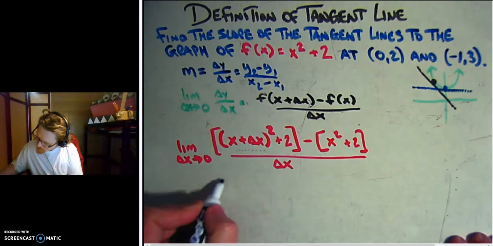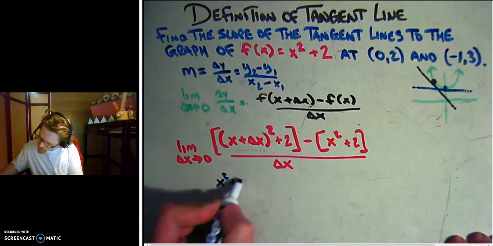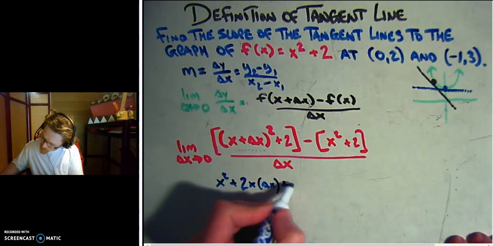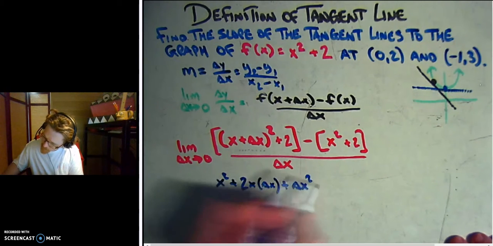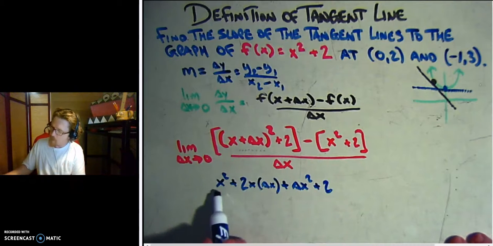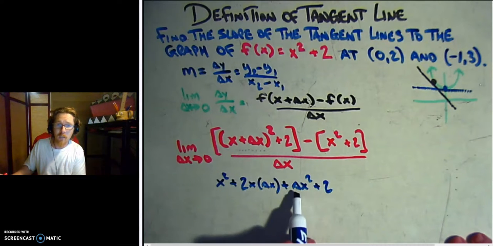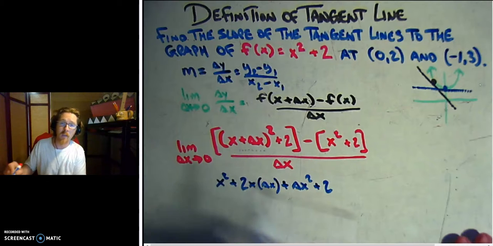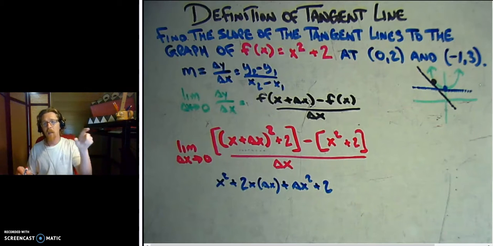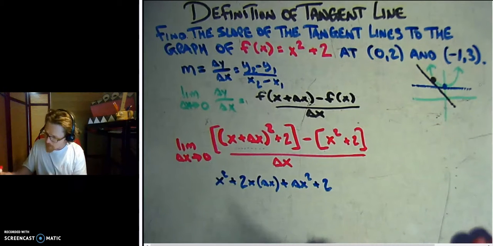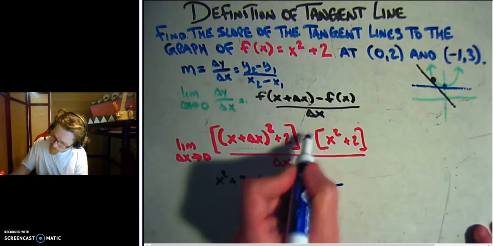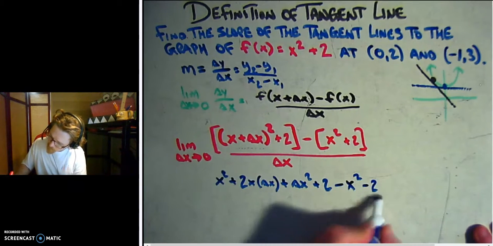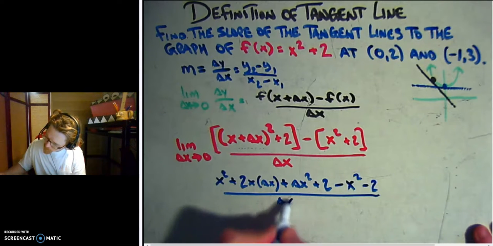That's going to give me an x squared plus 2x delta x plus a delta x squared plus 2. So I just used FOIL, first, outer, inner, last, to multiply x plus delta x times x plus delta x. I just did my distributing property. And then I have this negative. Don't forget to distribute the negative. That's going to be minus an x squared and minus a 2. And this is still all over delta x.